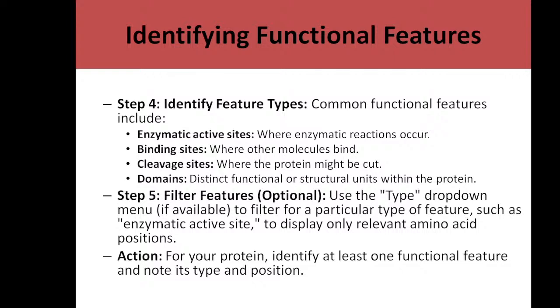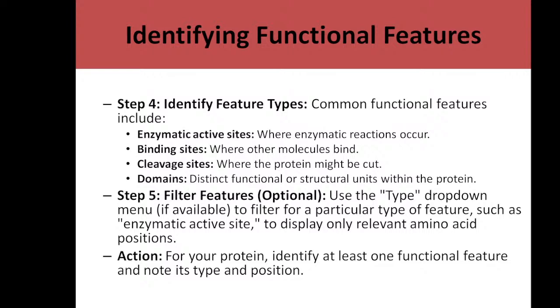Okay. So the next, which is step 4, is to identify feature types of the protein, like the common functional features. It could be enzymatic active sites, that is where enzymatic reactions occur. On that bar you are still going to have binding sites where other molecules will be able to bind, cleavage sites where the protein might be cut, then domains, which are made of distinct functional or structural units within that protein.